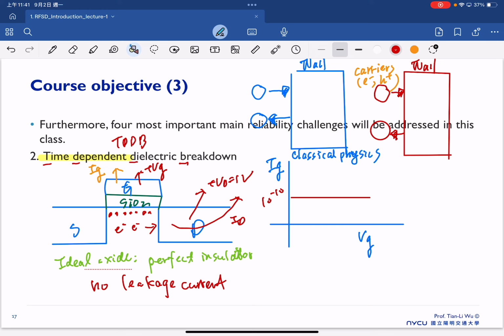But another thing happens. You find out that certain carriers can penetrate into the wall and reach the other side. Of course, this cannot be explained by classical physics. This can only be explained by quantum physics. And this phenomenon is what we call tunneling.